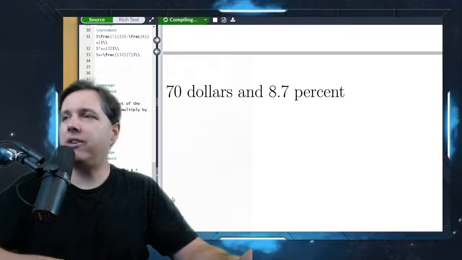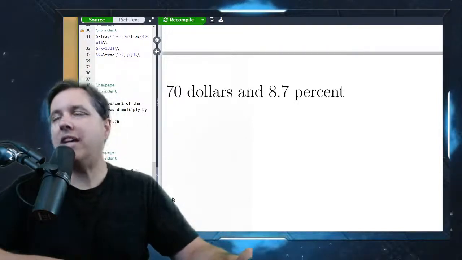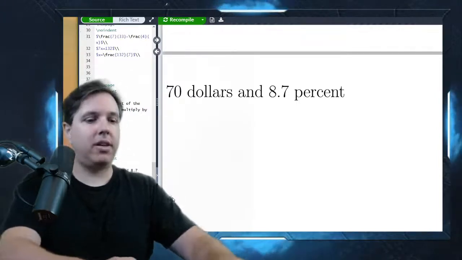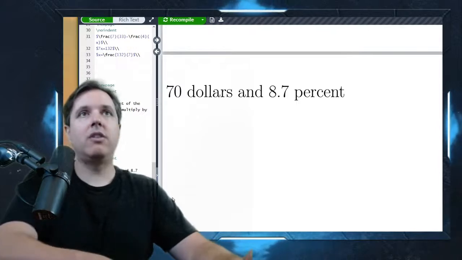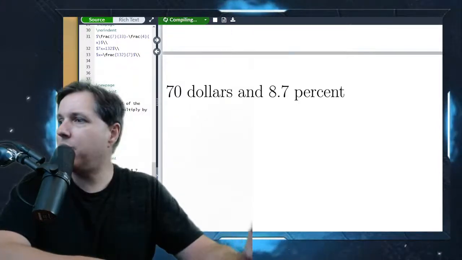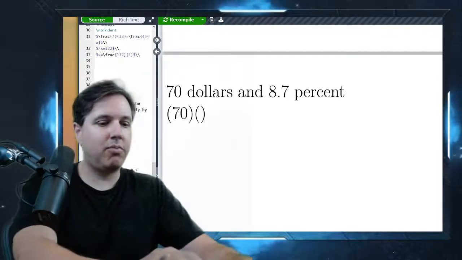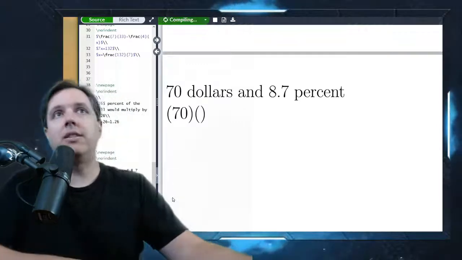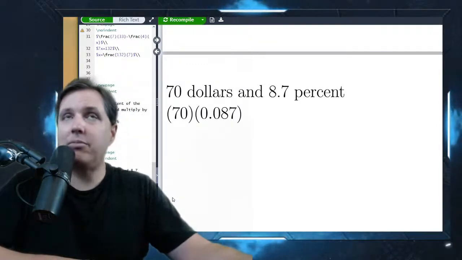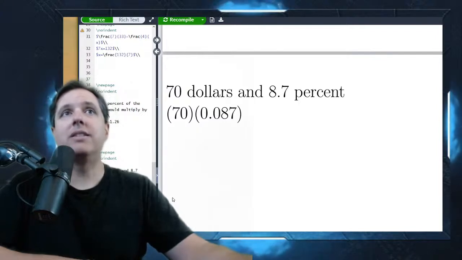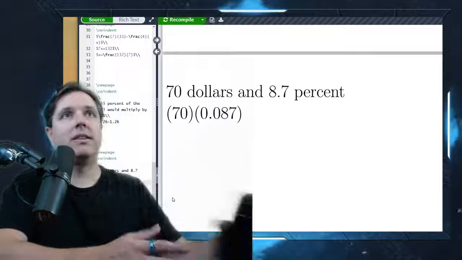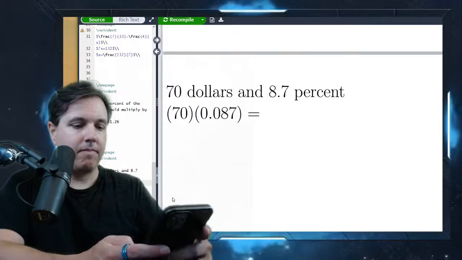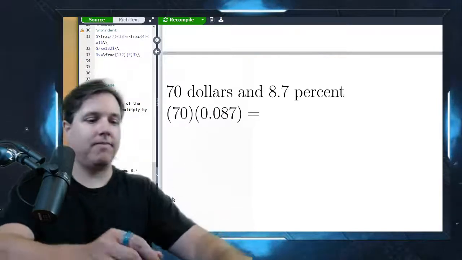So think, okay, what's the interest then? Because we want to add that to the original $70. So my calculation will be $70 times, now what's the decimal that represents my percent? It's going to be 0.087, right? 0.87 would be 87%. 0.087 is 8.7%. So if I calculate this, I get 6.09.